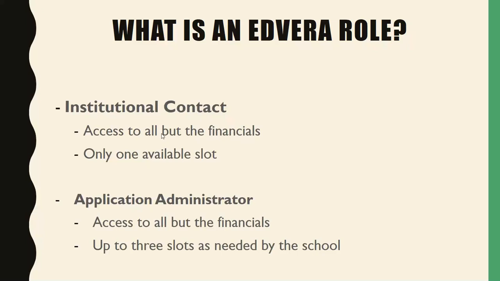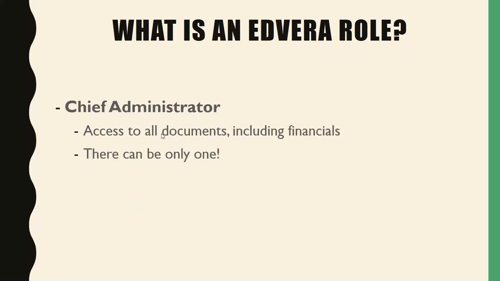Now, the last level of access is the chief administrator, and this individual has access to all EDvera documents and is the only one who can complete the financial documents. This is our Highlander here. There can be only one. And the only time the department will assign someone as the chief administrator is when the school is seeking initial certification, because we don't know the school yet, and you might not have all of your staff rounded up for your new school. So we will assign the chief administrator role so that way you can complete all the documents.